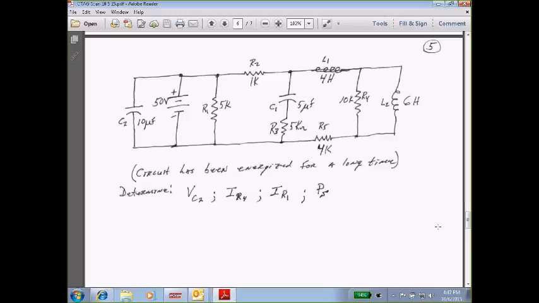So my source current would be my source voltage of 50 volts divided by the total resistance of 2.5K, 20 milliamps.